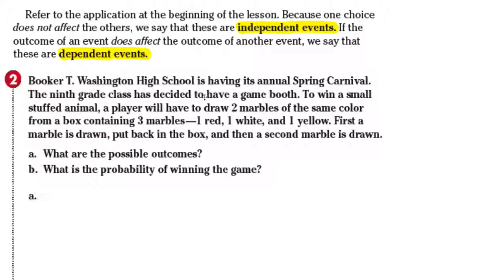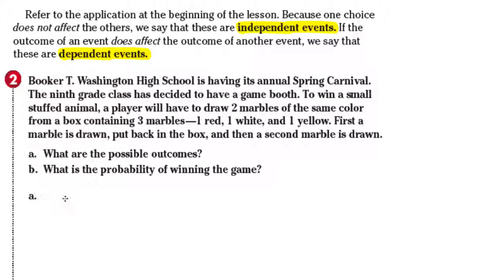Booker T. Washington High School is having its annual spring carnival. The 9th grade has decided to have a game booth. To win a small stuffed animal, a player will have to draw 2 marbles of the same color from the box containing 3 marbles, 1 red, 1 white, and 1 yellow. First, a marble is drawn, put back in the box, and then the second marble is drawn. What are the possible outcomes for letter A? What is the possibility of winning a game?